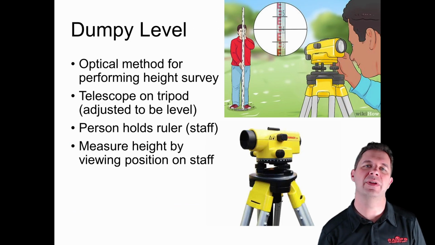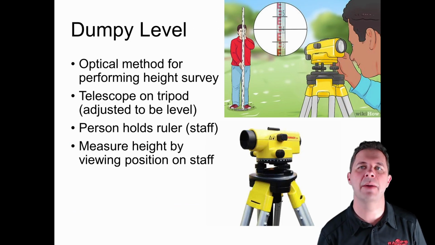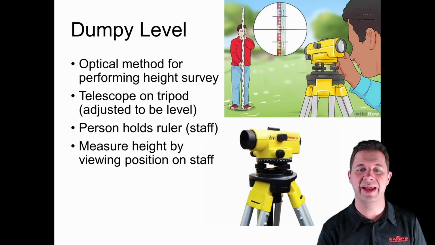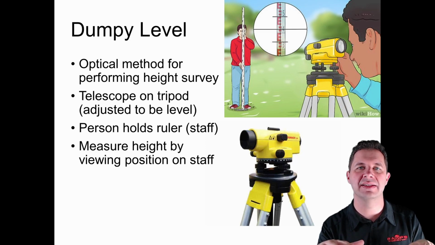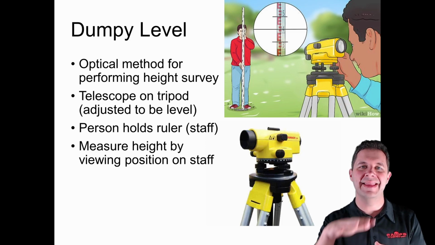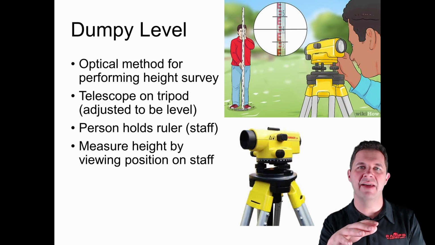Now, there's a number of different instruments that can be used. One of them is the Dumpy Level. And basically, this is an optical way of doing land surveying for height. Basically, we have a small telescope. That telescope's mounted on a tripod, and that tripod is adjusted to be level. Often they'll have a small spirit level in there.